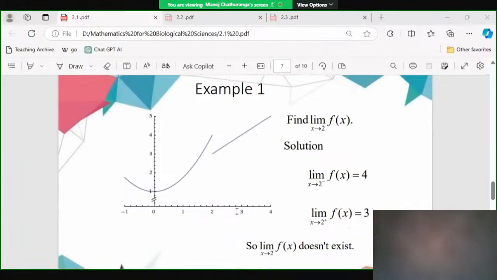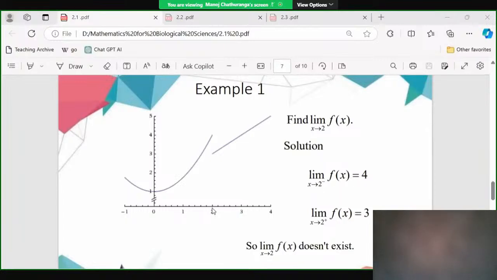Here's another example. In this graph, you can see part of a parabola and part of a line. So there is a problem at x equals 2. When you approach 2 from the left-hand side, you need to consider the parabola. The parabola goes up and up and up, and at 2 it reaches 4. So the left limit of the function as x goes to 2 is 4.